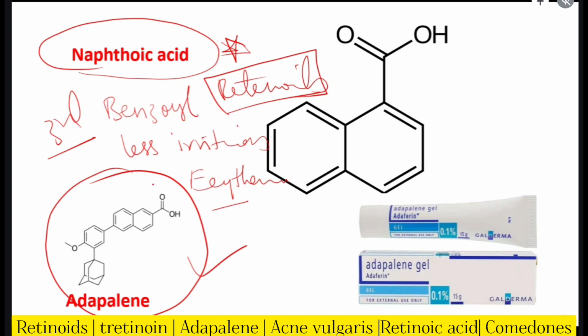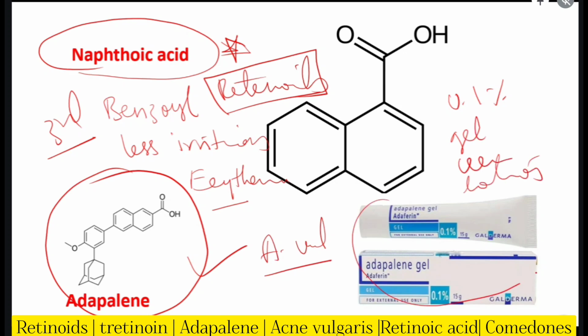That's why adapalene is the best choice for acne vulgaris. Acne vulgaris, adapalene is the best choice, and it is available as 0.1% topical gel, cream, and lotion. You can see the example here, adapalene gel. Adapalene is the best example or best drug in retinoids.